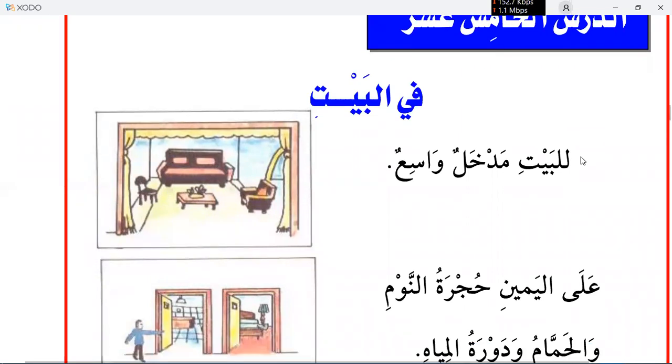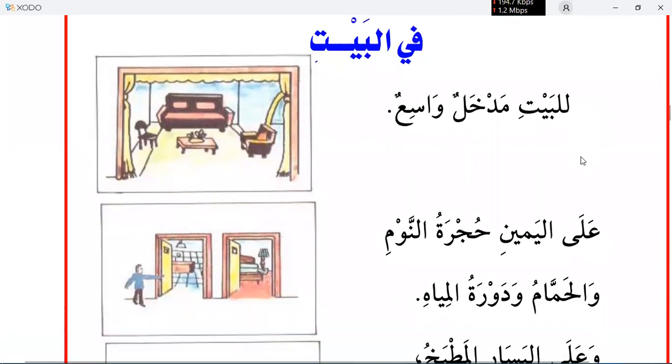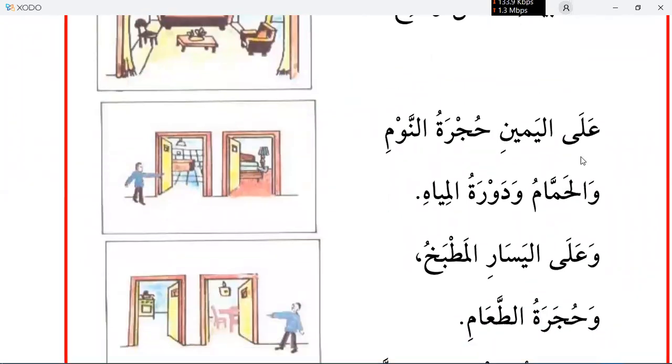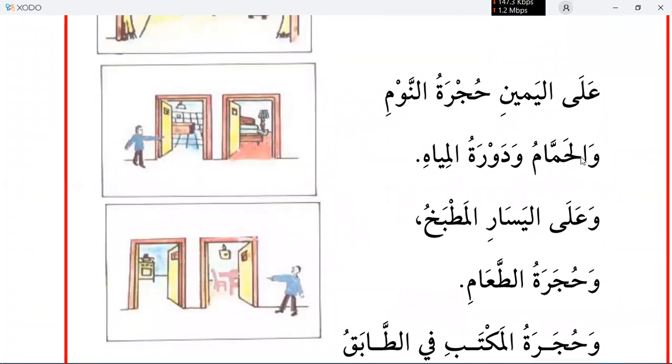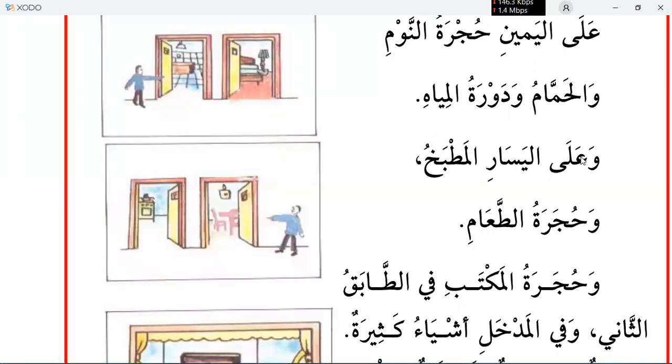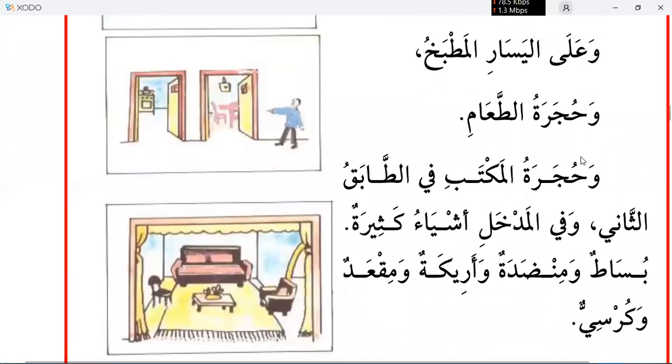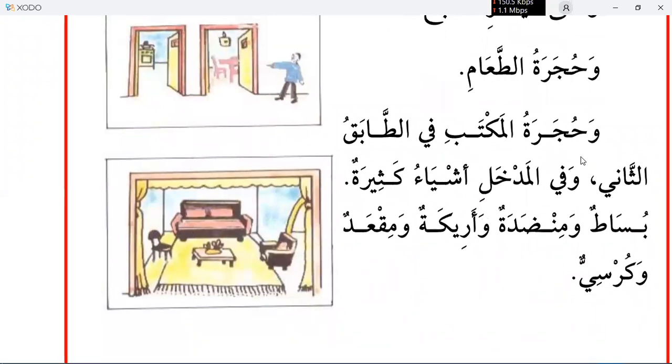للبيت مدخل واسع. The house has a wide entrance. على اليمين حجرة النوم. On the right side there is the bedroom. والحمام ودورة المياه. And the bathroom and toilet. وعلى اليسار المطبخ. And to the left side there is a kitchen. وحجرة الطعام. And there is a dining room. وحجرة المكتب في الطابق الثاني. And the study room or office room is on the second floor.